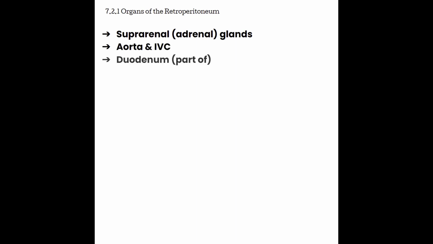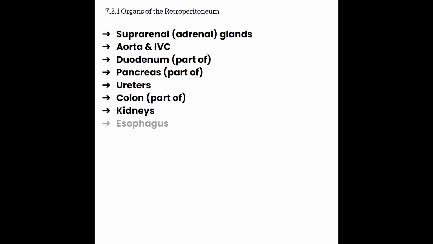The organs within the retroperitoneal space may have some visceral peritoneum covering them, but because they are not completely covered by peritoneum, they are not considered intraperitoneal organs. So the retroperitoneal organs are going to include the suprarenal glands, which are also known as adrenal glands, the aorta and IVC, the duodenum, pancreas, ureters, colon, kidneys, esophagus, and the rectum.